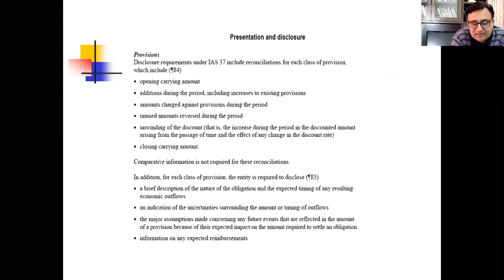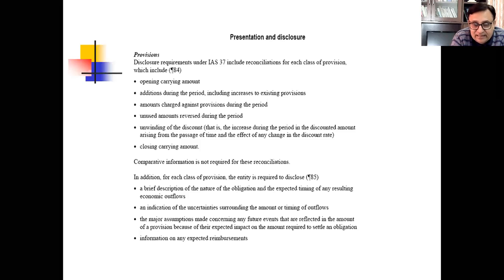In addition, for each class of provision, the entity is required to disclose a brief description of the nature of the obligation and the expected timing of any resulting outflow. Similarly, you will show an indication of uncertainties surrounding the amount or timing of the outflow, and the major assumptions made concerning future events. They are reflected in the amount of the provision because of their expected impact on the amount required to settle the obligation.